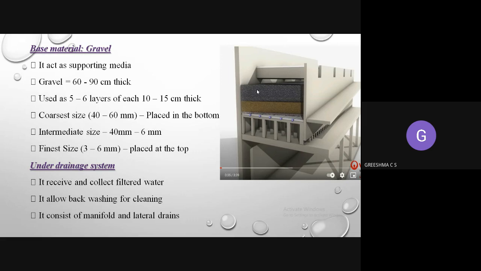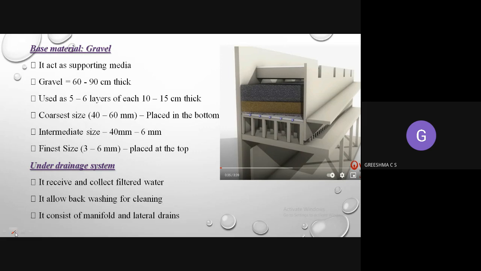Okay, so same like before, the coarsest will be placed at the bottom, the finest will be at the top, and the intermediate sands or gravels will be in the middle portions. Another peculiarity of this rapid sand filter is that it has a very defined under drainage system, which will receive and collect the filtered water. You can see the water will be draining like this.